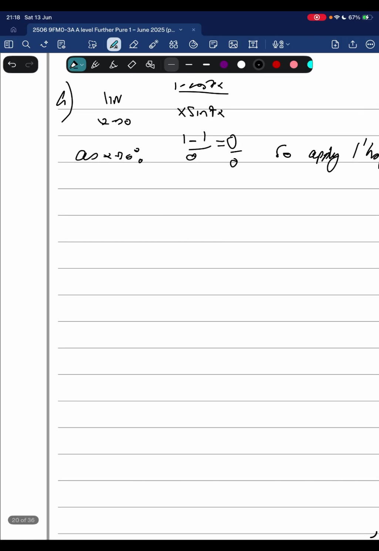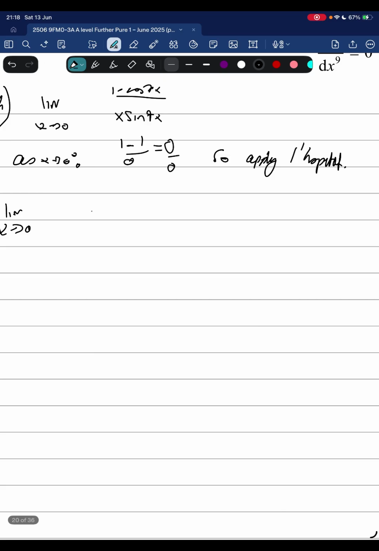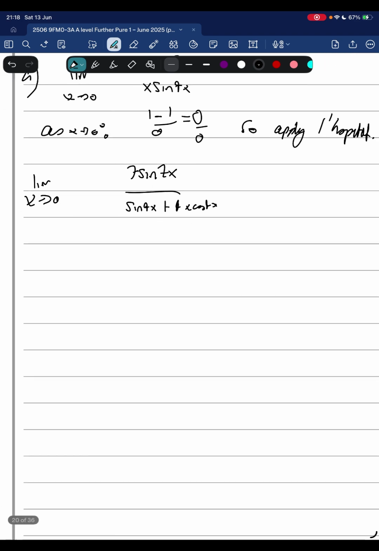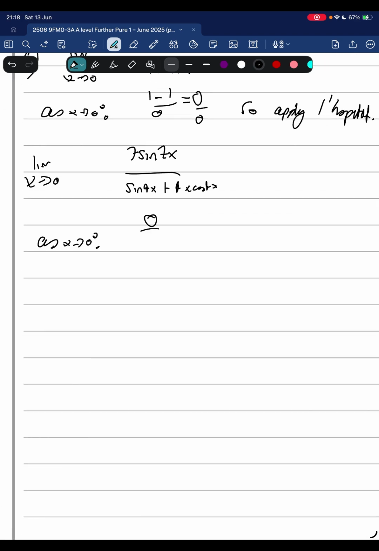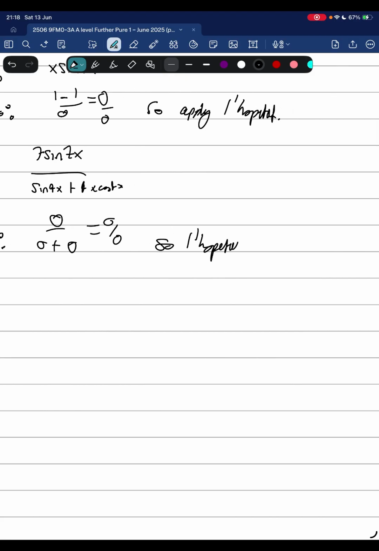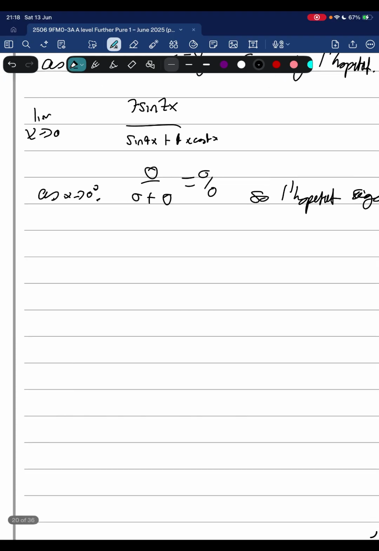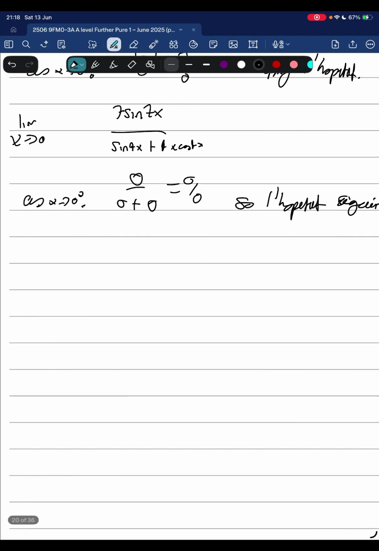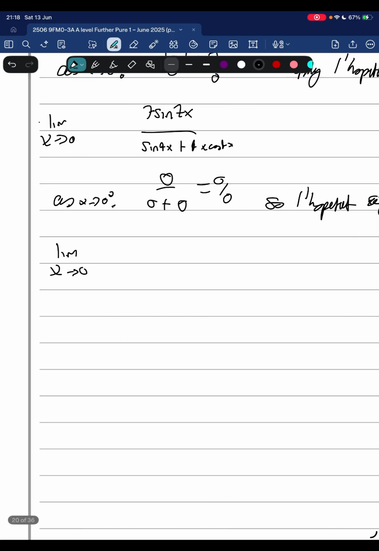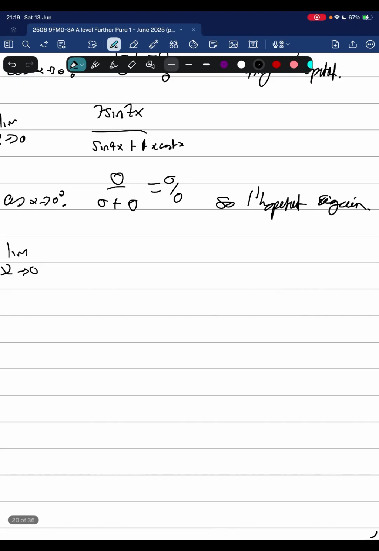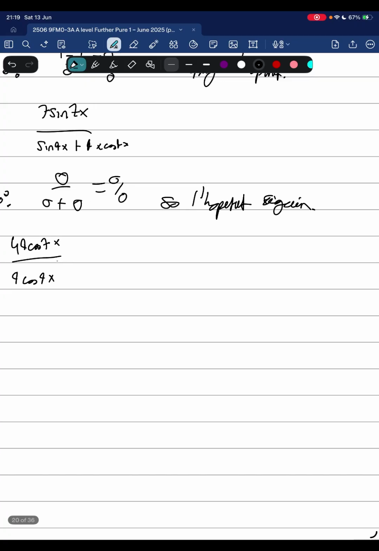Okay, so differentiate this. We're going to get the limit as x tends to 0 of 7 sine 7x over, differentiating the denominator, sine 9x plus 9x cos 9x. So as x tends to 0, we're going to get 0 over 0 plus 0, which equals 0 over 0. So L'Hopital's again. So differentiate that, we need the limit as x tends to 0 of 49 cos 7x over, now product rule this, so we get minus 81x.